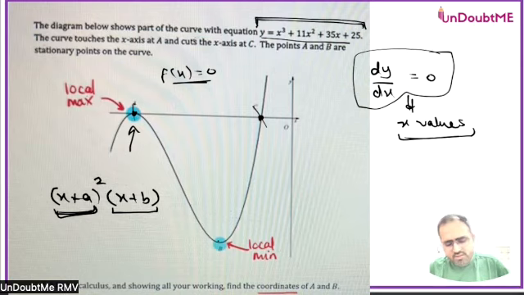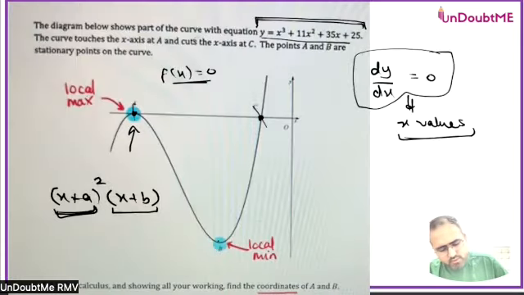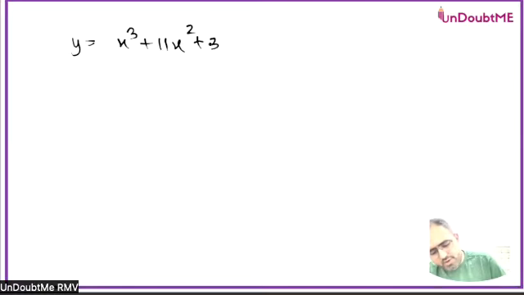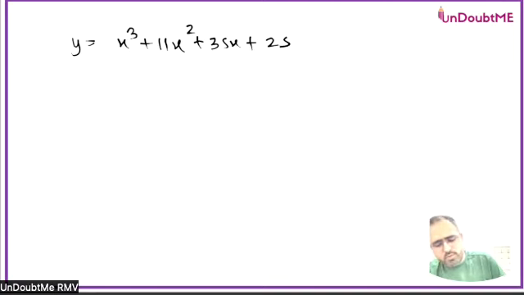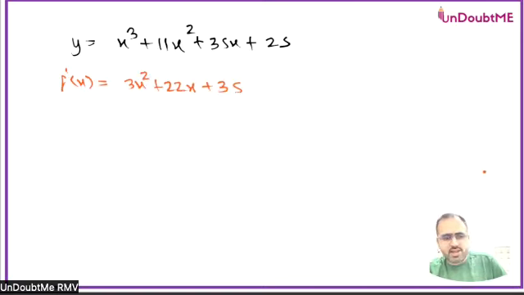So the question was y is equal to x cubed plus 11x square plus 35x plus 25. To begin with, we will just find f dash x: 3x square plus 22x plus 35. Second step is f dash x equal to 0, and then we have to solve for x values.